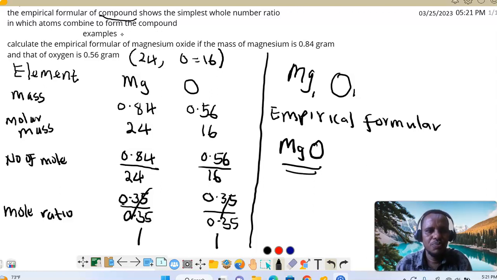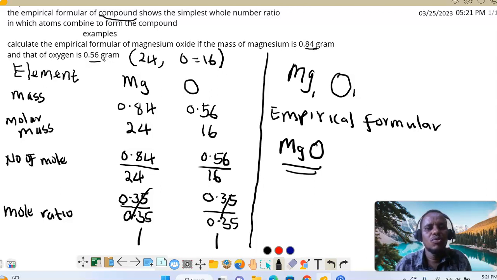We have an example. Calculate the empirical formula of magnesium oxide if the mass of magnesium is 0.84 and that of oxygen is 0.56. So we have these two elements. When you are given the masses of specific elements and are asked to calculate the empirical formula, how do you calculate it?